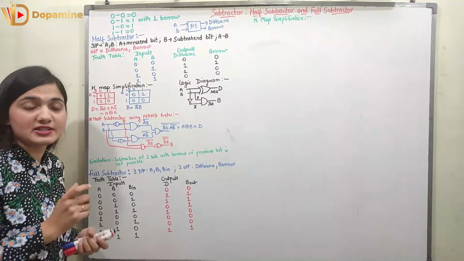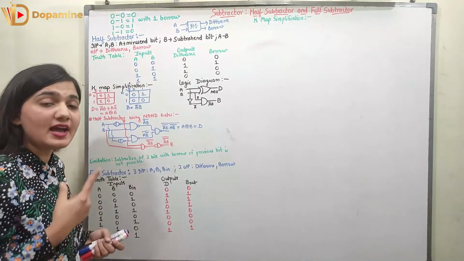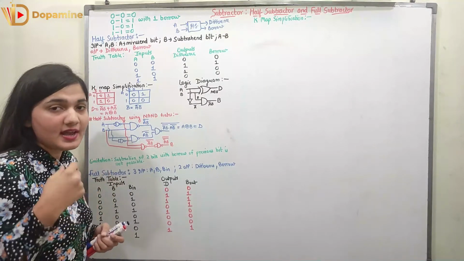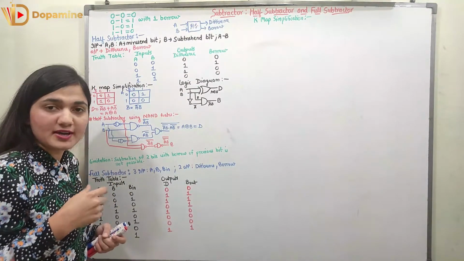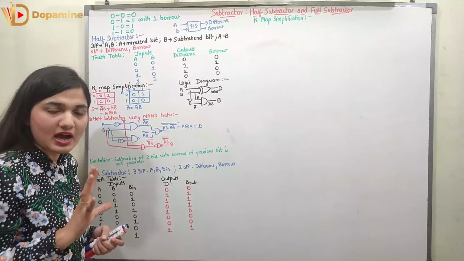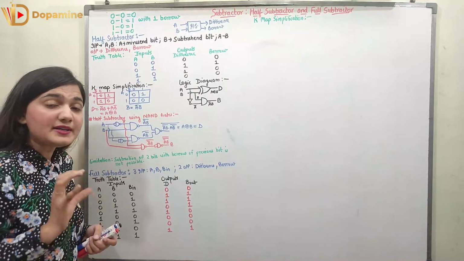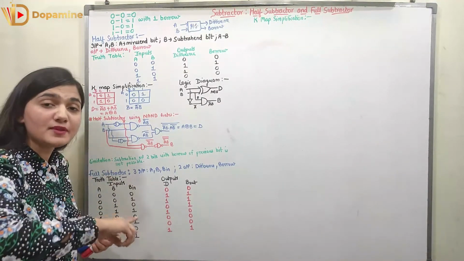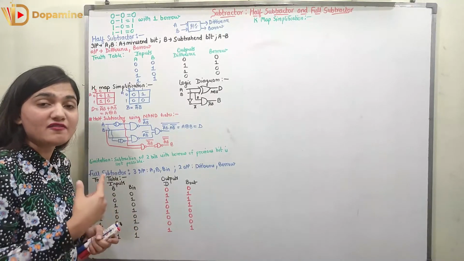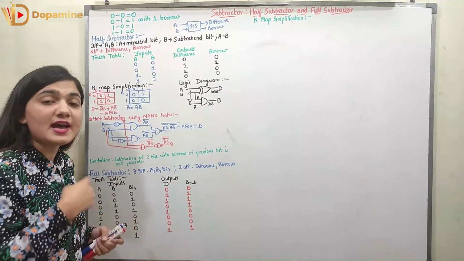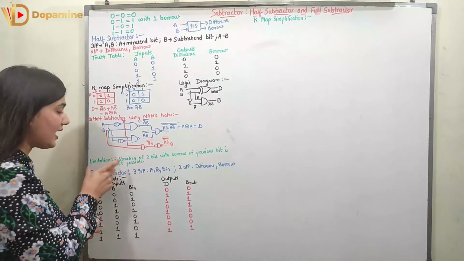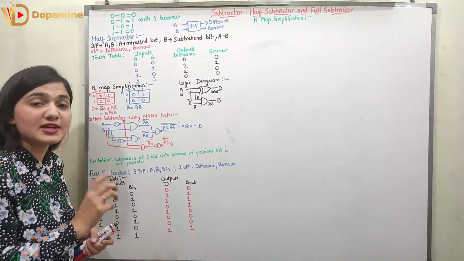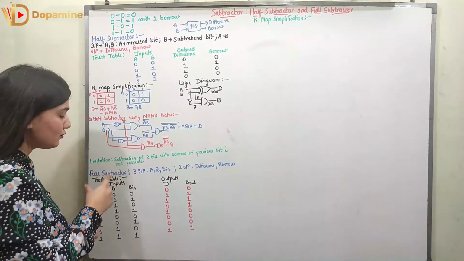Now coming to the limitation. The limitation is that when I have just 2 bits, I have just the minuend and the subtrahend bit, then I can easily use the half subtractor. But now if I have the borrow from the previous bit also, if I have minuend bit, subtrahend bit and a previous borrow also, then I cannot use the half subtractor. That time I have to use a full subtractor.